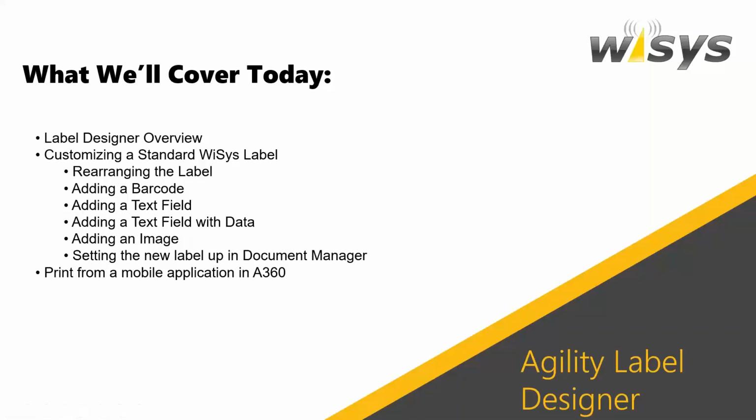Of course, when you install WiSys, you get a series of out of the box labels that work automatically with the WiSys system. So we're going to show you how to customize one of those today to fit a customer specification. That's going to entail rearranging the label, adding a barcode, adding a standard hard-coded text field, adding a text field that pulls data from SAP Business One, adding an image, then setting that whole new label up in our document manager to print automatically from a mobile application in Agility 360, which in this case is going to be our out-of-the-box GRPO form.